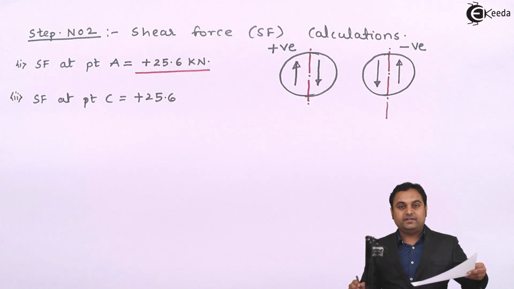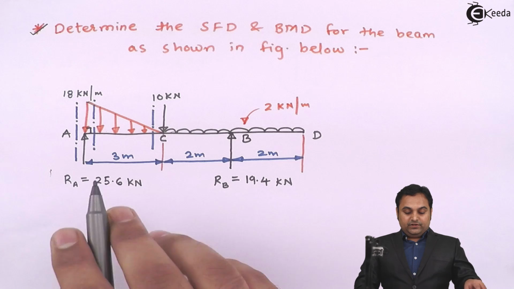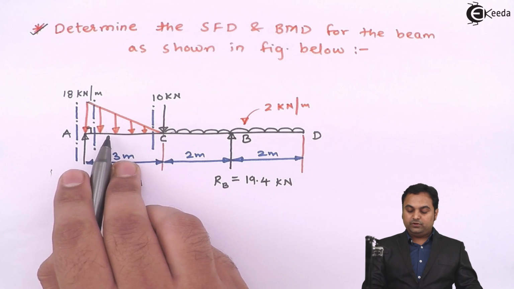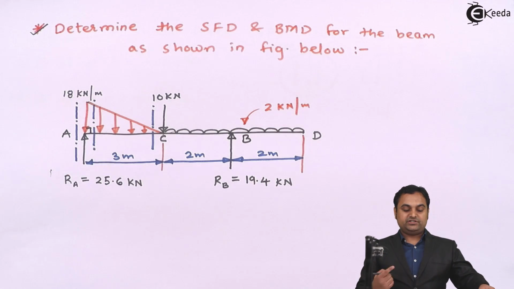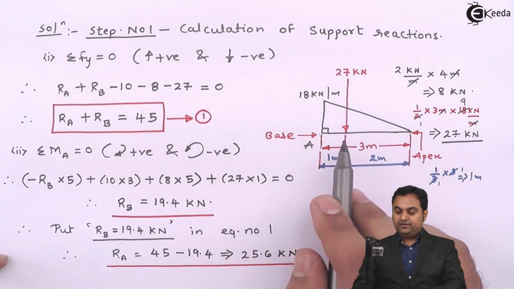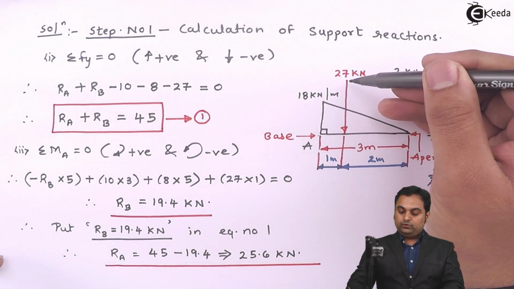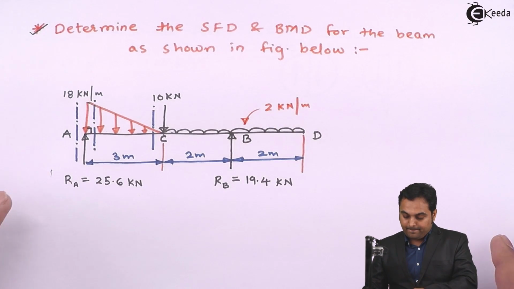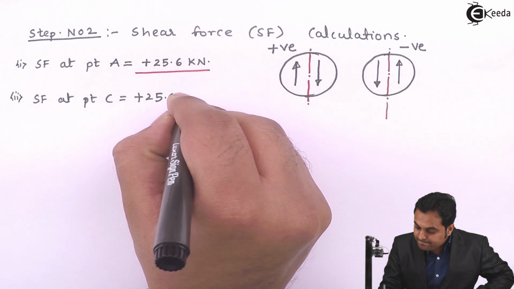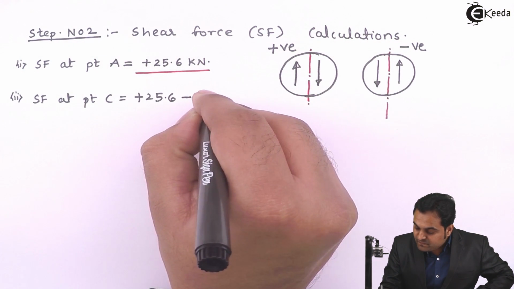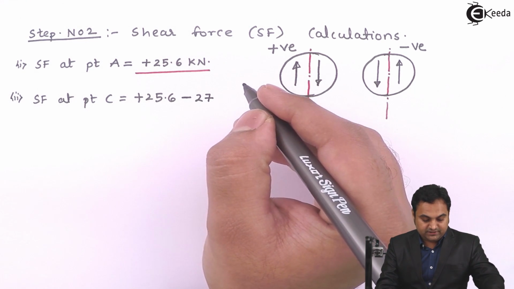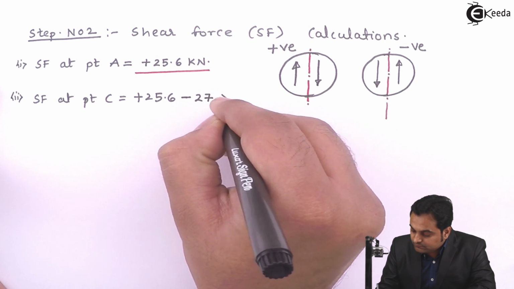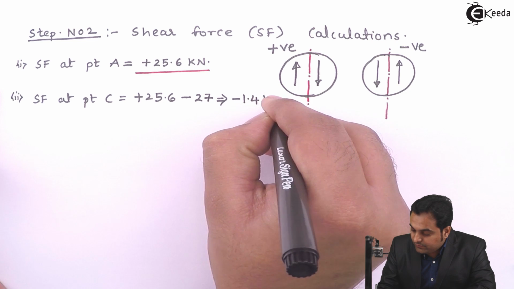Plus 25.6. Then here, as we know, there is UVL also to the left of the section, and from point A at 1 meter distance, that UVL which is converted into point load is acting, as I have explained here. It is 27 kilonewton. So to the left of the section it is acting downward, so minus 27. So this gives me the value as minus 1.4 kilonewton.